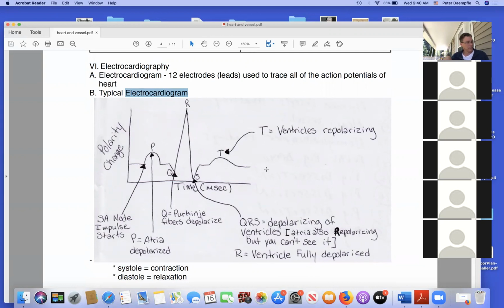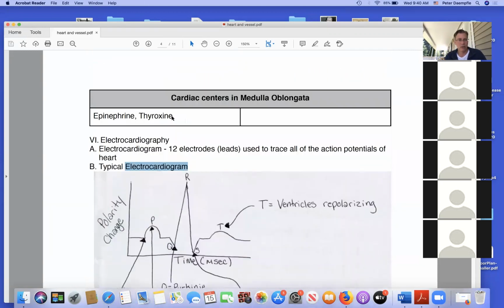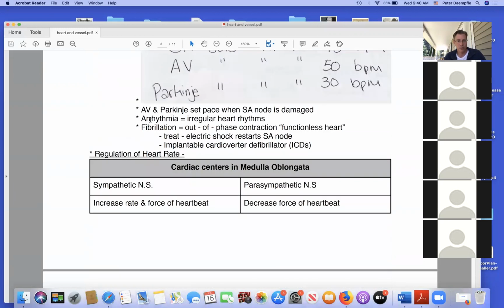So for example, let's take a P wave. If you don't have a P wave, you can write this word down, atrial fibrillation, or actually I have it here. Fibrillation. Maybe I'll put that in the chat room.